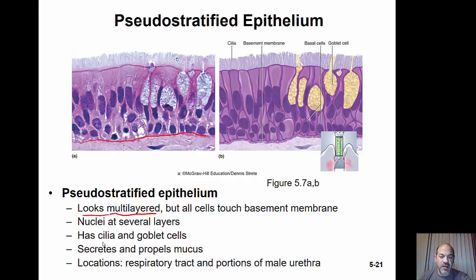This particular tissue is going to have cilia and goblet cells. You can see the goblet cells there, and then here's the cilia right here. And they do secrete mucus and move the mucus. Where we find this would be the respiratory tract and portions of the male urethra. So in the respiratory tract, we secrete mucus, and then these cilia would move that mucus up toward your throat so that you can either swallow or spit out any of the debris that's been captured by the mucus in your lungs.